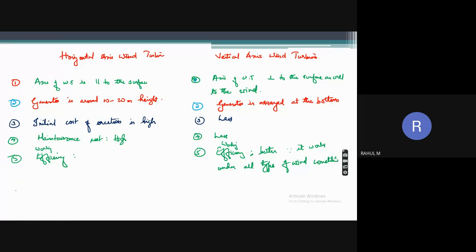Now, which will have higher power generation, the horizontal axis or the vertical axis? Horizontal axis. Yes, exactly. Horizontal axis.